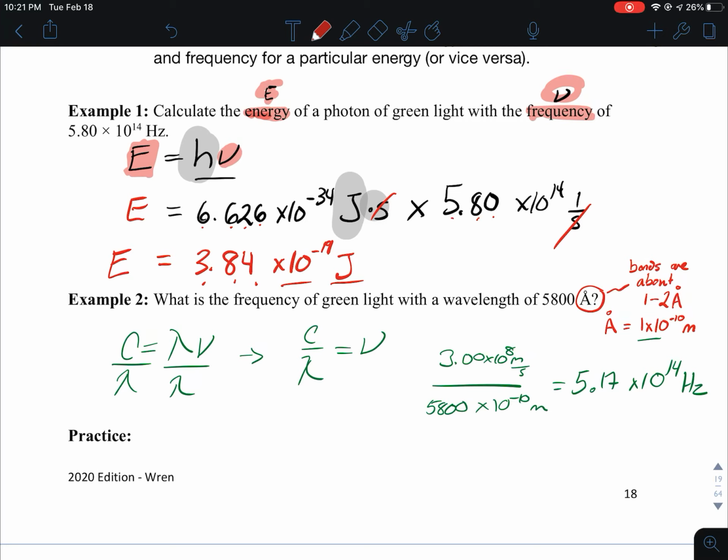Watch out with your exponents. If you're dealing with visible light, your energy should be 10 to the negative 19 joules.